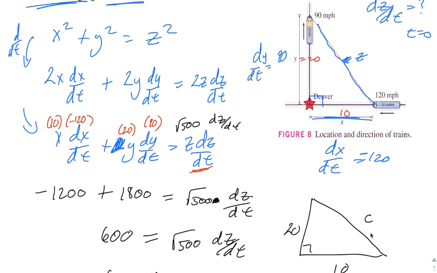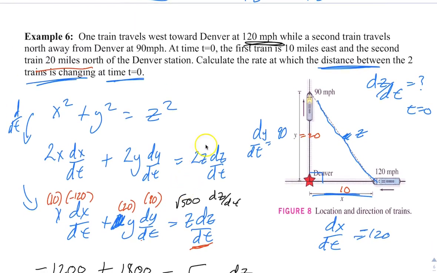So again, just to recap real quick. It's all about reading the question. One train travels west of Denver at 120 miles per hour. That's this guy. Since it's coming in, it has to be negative 120 miles per hour. Well, that's your rate, right? Miles per hour is a rate, so dx/dt. One travels north. Again, it's a rate, so dy/dt is 90. At time 0, the first train is 10 miles east, so this guy's 10 miles out. The second train is 20 miles north, so 20.